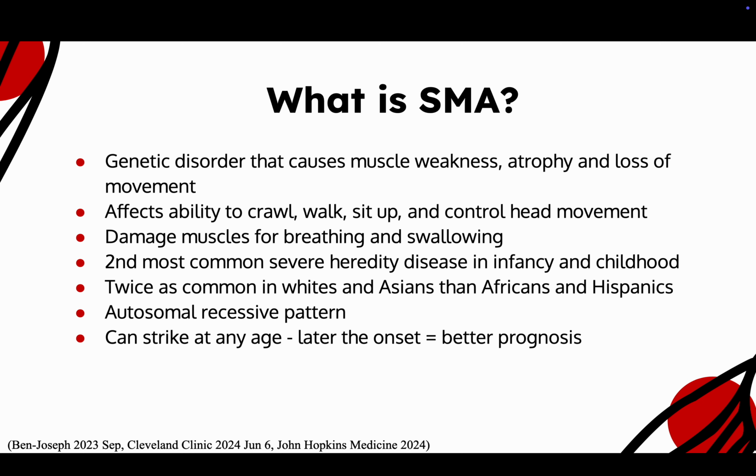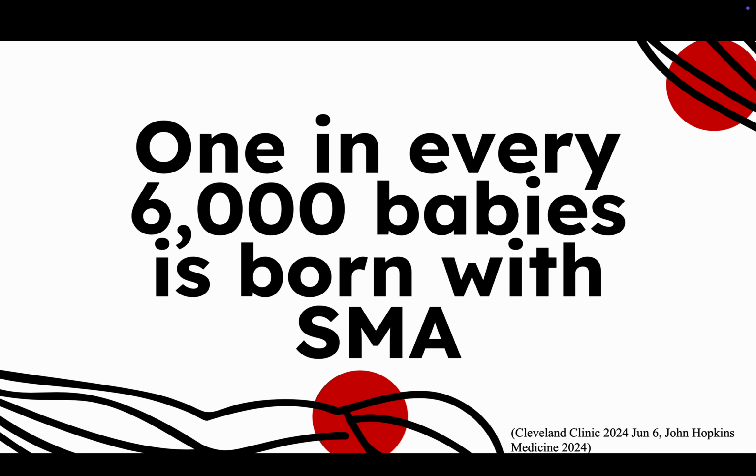It follows an autosomal recessive pattern, meaning both biological parents pass on mutations in the SMN1 gene. In most cases, the biological parents of someone with an autosomal recessive condition each carry one copy of the mutated gene. But the carriers typically don't have symptoms of the condition. In the general population, mutations of the SMN1 gene are common. Among white people, 1 in 50 may be a carrier, and it can strike at any age. Later the onset, the better the prognosis. 1 in every 6,000 babies is born with SMA.